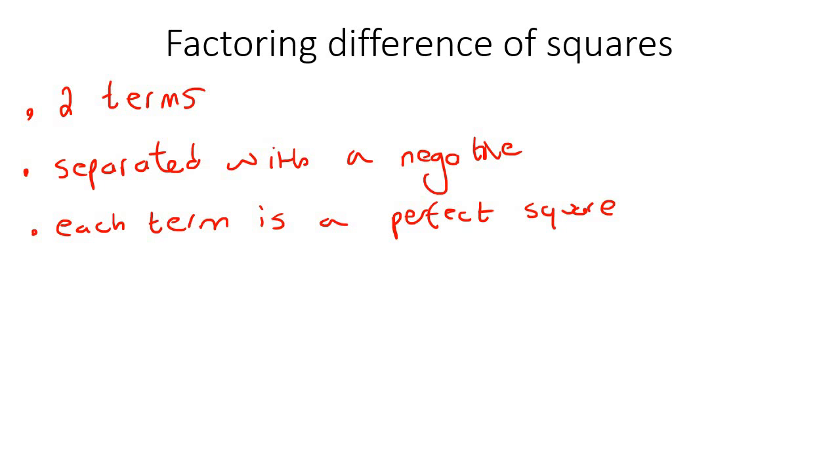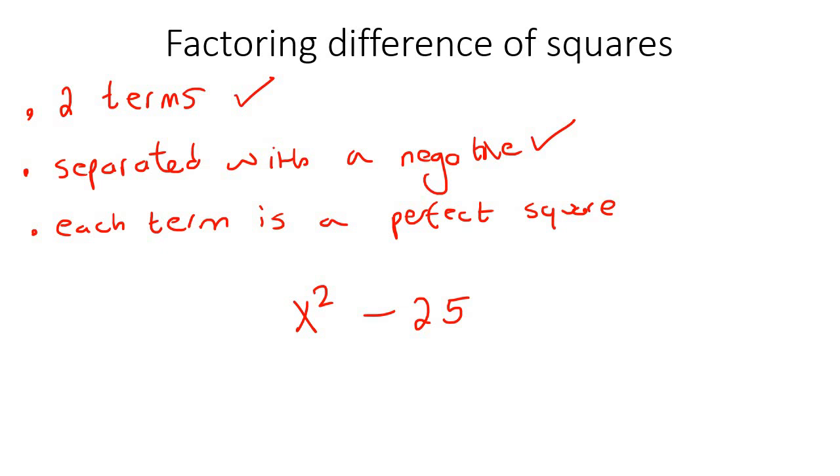So for example, if we say x squared, take away 25. And by the way, if any of these don't make sense, I'm going to make them very clear as we go through. So have a look here. We've got two terms, 1, 2. So that's correct. Are they separated with a negative? Yes, they are. And is each term a perfect square?